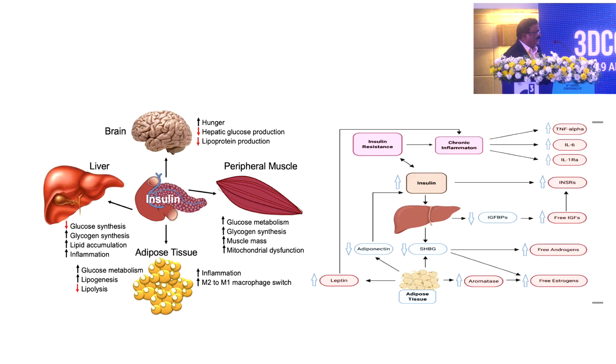This M1 macrophage is a good macrophage. If there is insulin resistance and inflammation, there is conversion of M1 to more M2 macrophages, so inflammation is worsened. Because of this, there is a cascade: increased hunger, decreased hepatic glucose. I am not going into the details. Increased glucose metabolism, increased glycogen synthesis, increased muscle mass, increased mitochondrial dysfunction. So everywhere, the liver, pancreas, peripheral muscles, brain, is targeted. That's what the picture shows.